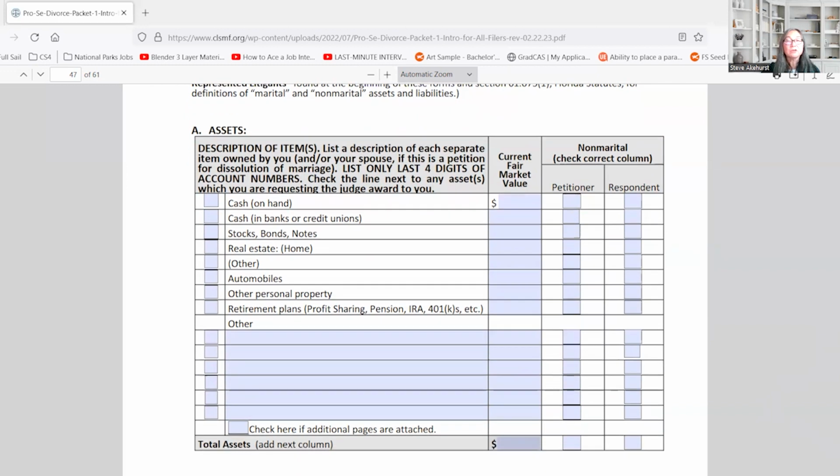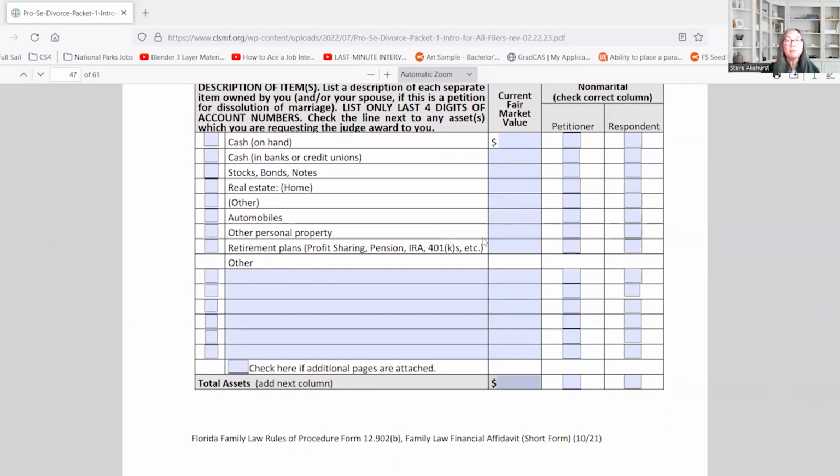Okay. And so then it asks for any type of retirement plan. If you have an IRA, 401k, if you had it before the marriage, it's considered non-marital. However, if you contributed towards it while you were married, it may convert to marital, just that portion of it. So your situation is different, so you may have to look into it through your company.